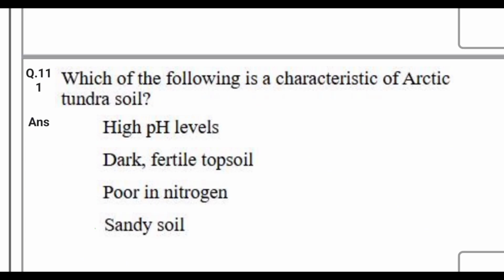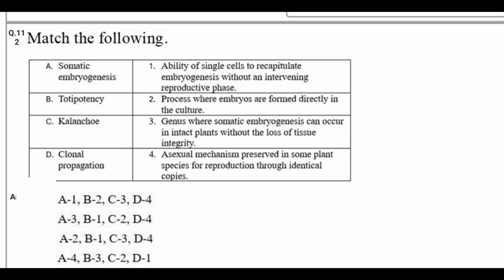Which of the following is a characteristic of Arctic tundra soil? For this, options are high pH soils, dark fertile topsoil, poor in nitrogen, sandy soil. For this, the correct answer is sandy soil. Let's see the next question.